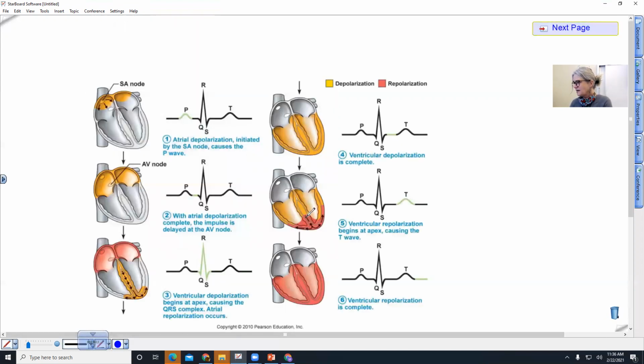So here again, this just shows this very nicely. This is an image from your book where the SA node, when it starts sending its depolarization, that would be the P. This is where it's actually complete. And then QRS would be ventricular depolarization. And then the T wave is when the ventricles repolarize.